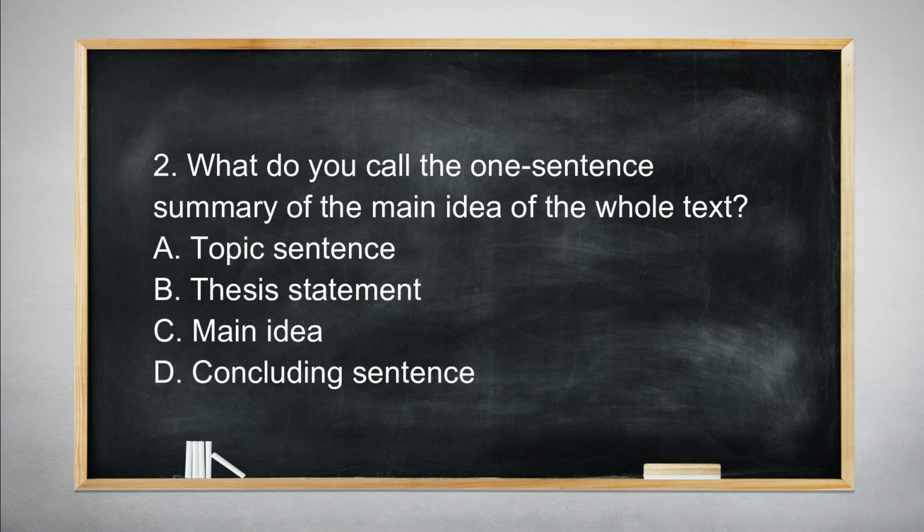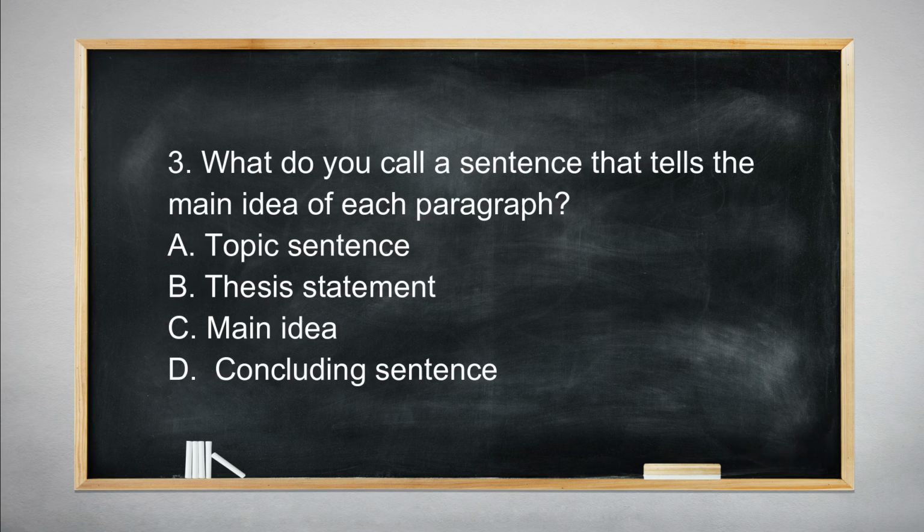Number 2. What do you call the one-sentence summary of the main idea of the whole text? A. Topic sentence. B. Thesis statement. C. Main idea. D. Concluding sentence. Number 3. What do you call a sentence that tells the main idea of each paragraph? A. Topic sentence. B. Thesis statement. C. Main idea. D. Concluding sentence.